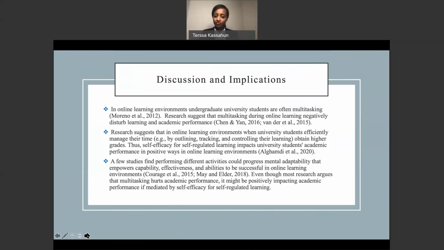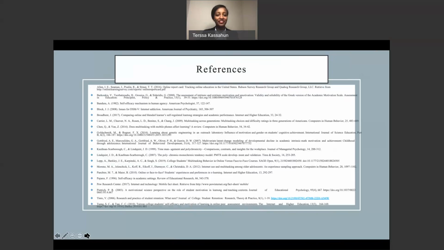One study finds that performing different activities could progress mentally, adapting them, empowering capability effectively and the ability to be successful in online learning. That was interesting to find because I always assumed that multitasking has a negative impact on academic performance, but if it is regulated by self-efficacy for self-regulated learning, it can have a positive impact. Another interesting thing I found: women multitask more than men and younger students multitask more than older students. This is my reference page.